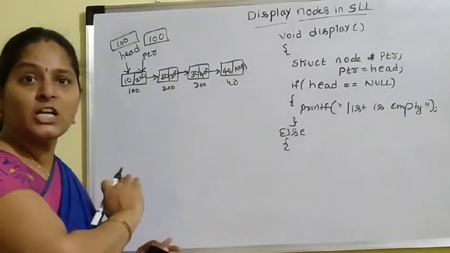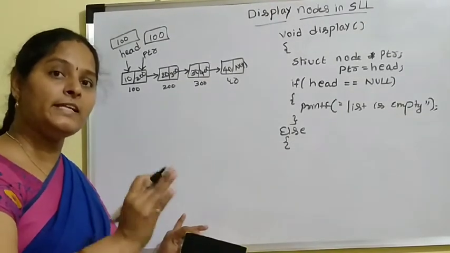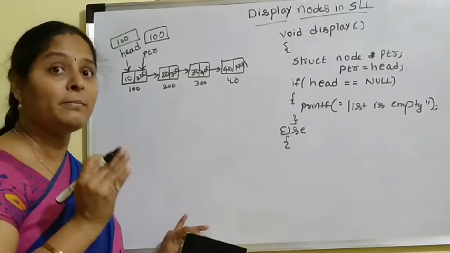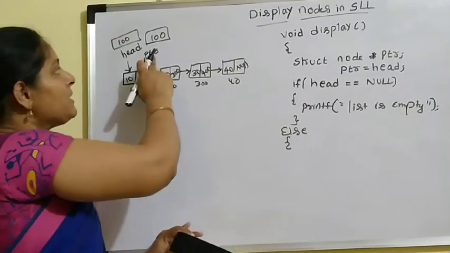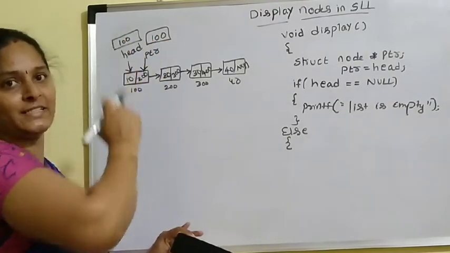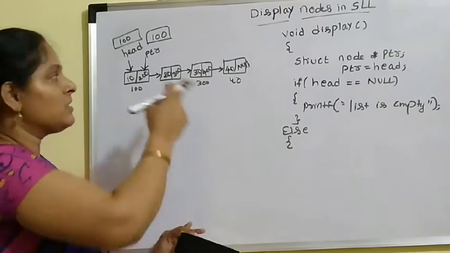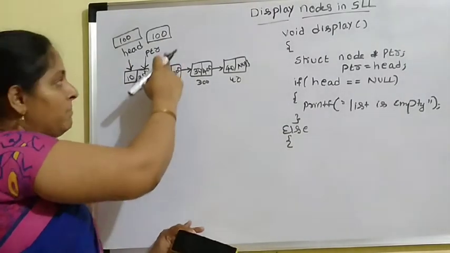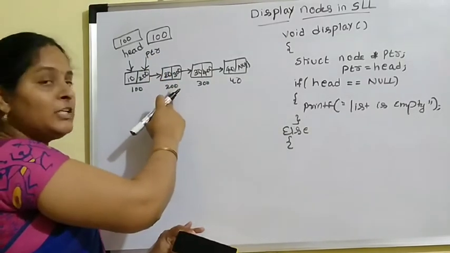Okay, here we are not comparing PTR data with null, or comparing PTR next value with null. Here we are comparing the PTR value with null. Always PTR points to the address. So here the PTR value is 100, so it is not null. So move PTR to the next position. Print the PTR data.